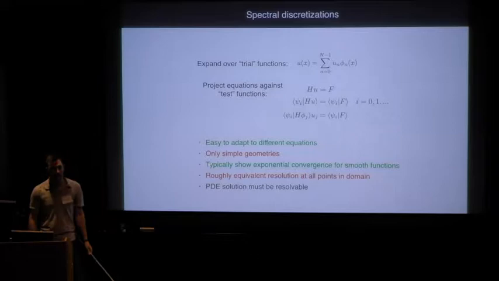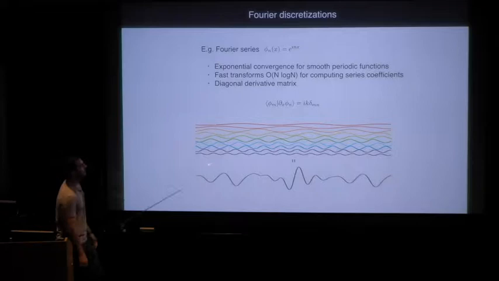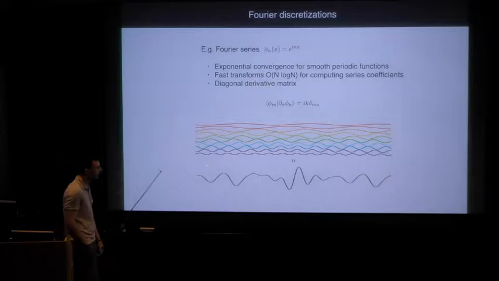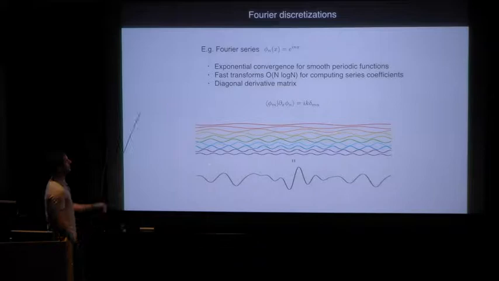Okay, so just a few details on the most common spectral series here. The most common one for sure is the Fourier series. Fourier series converge exponentially for functions that are smooth on periodic domains. So Fourier series are used to simulate periodic boxes very, very commonly. They have a few important features, though, besides just this exponential convergence.